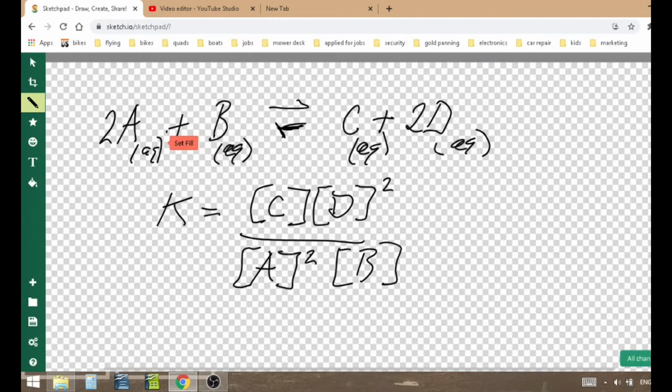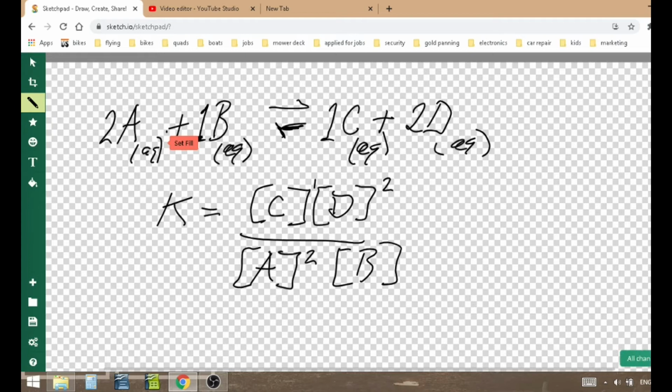Now, this squared for A comes from the coefficient. If this coefficient was 3, this would be A cubed. If this coefficient was 1, it would simply be concentration of A. See, B actually has a coefficient, you just don't see it. The coefficient for B is 1. And the coefficient for C is 1. 1 times something is that thing, so they're not shown.